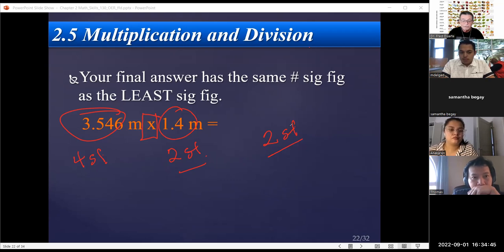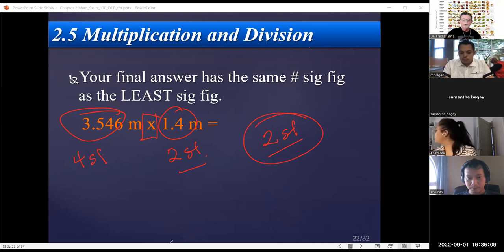Okay, nothing to do with decimal places, remember. Don't mix and match the two things I just talked about. If you add and subtract, don't throw in sig figs, you just throw in decimal places. If you multiply and divide, don't throw in decimal places, think sig figs. So our answer should have no more than 2 sig figs, because the 1.4 is the least accurate number.